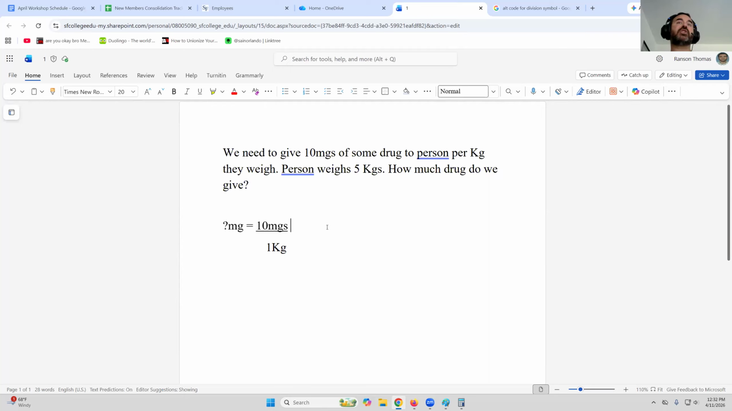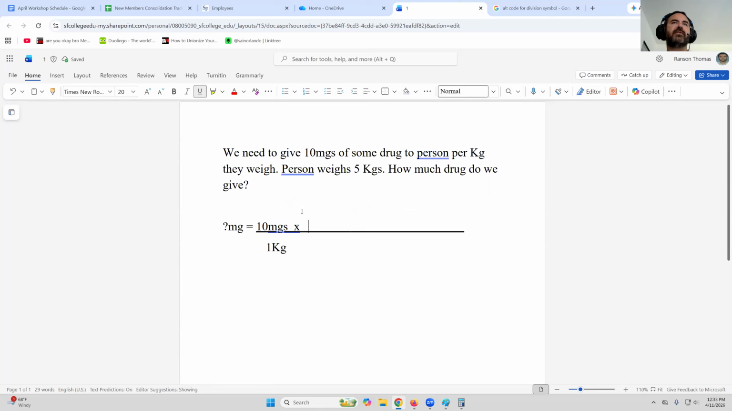Now's where the dimensional analysis part comes in. So now we have to say, well, wait a second, I want to simplify this. I don't want kilograms down here. I just want milligrams. That's how many I'm trying to figure out. Now is when we say, well, the way we get rid of this kilogram is we've got to imagine that our numerator goes on forever, as does our denominator, right?